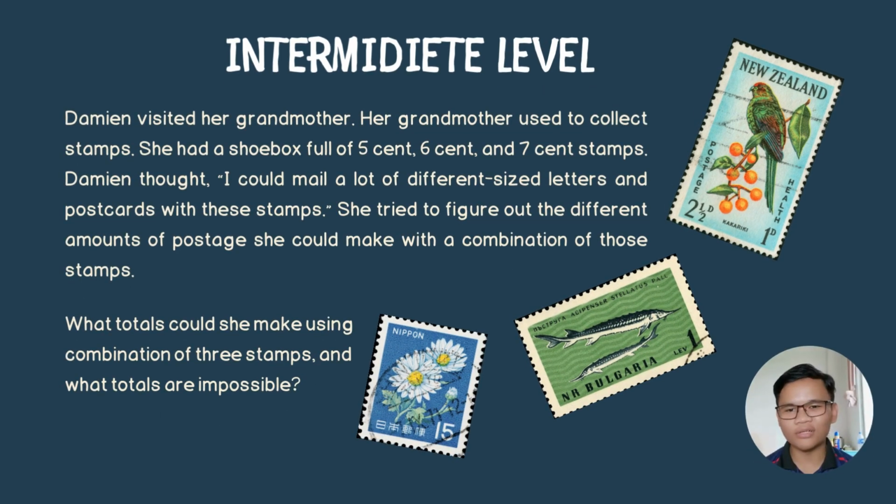Now, for this part, we are going to look into an intermediate level question. This question states that Damien's grandma has lots of 5 cent, 6 cent, and 7 cent stamps. And she wanted to figure out what totals she could make using a combination of 3 of these stamps, and what total is impossible to make.